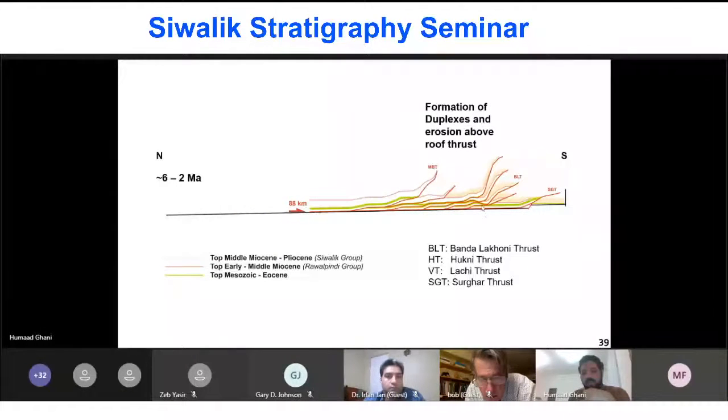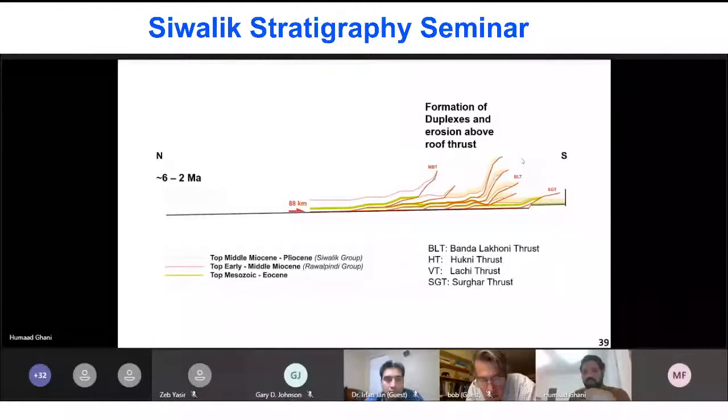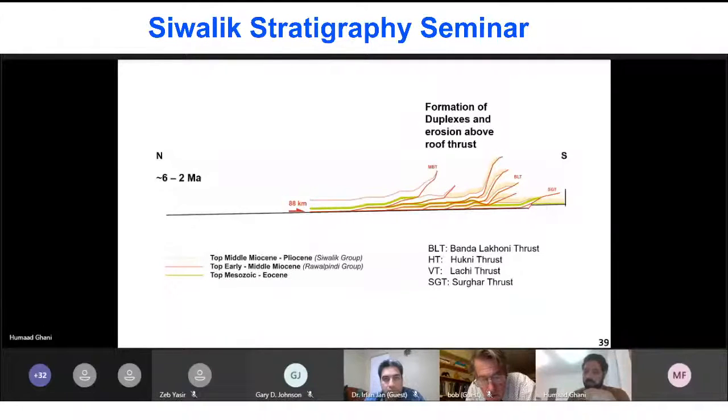And then what you see is the tectonic thickening in the subsurface, where the originally 2-3 kilometer tectonic section was now thickened to 5-6 kilometers. And that somehow was the reason why a lot of the Rawalpindi and Siwalik strata was exhumed and eroded from the surface above. So that is why in the Potohar a lot of Rawalpindi and Siwalik groups are preserved in the subsurface. However, in the Kohat, you don't see this kind of preservation of these rocks.